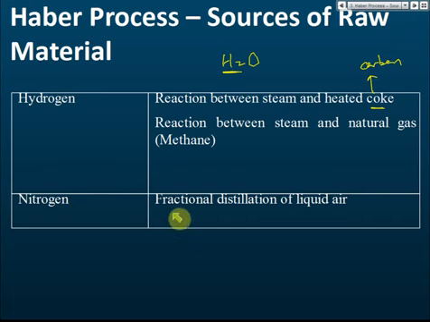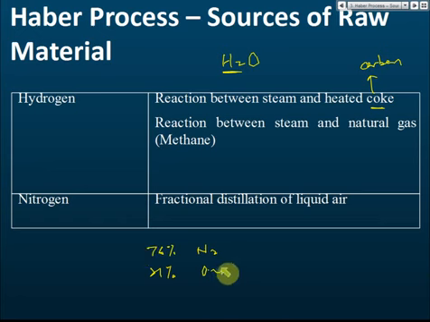Now for nitrogen, we obtain the nitrogen from the air. In the air, there are 76% nitrogen, and then about 21% oxygen, and then the other gases like carbon dioxide and the inert gases. You see, we have a large amount of nitrogen in the air.